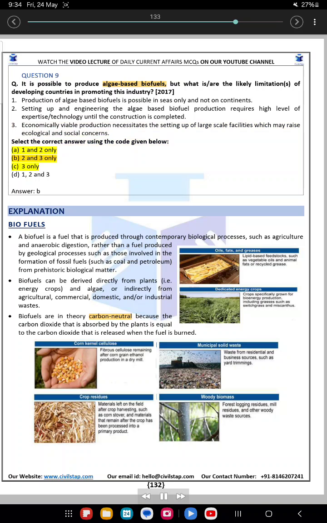A. 1 and 2 only. B. 2 and 3 only. C. 3 only. D. 1, 2 and 3. Answer: B.